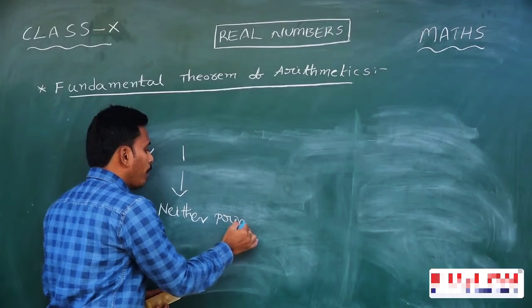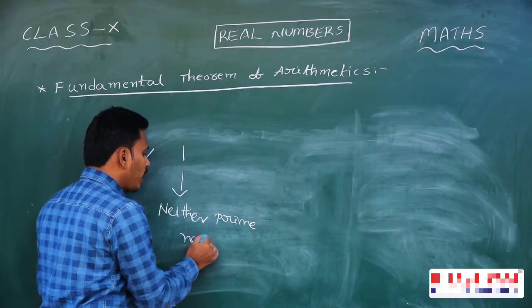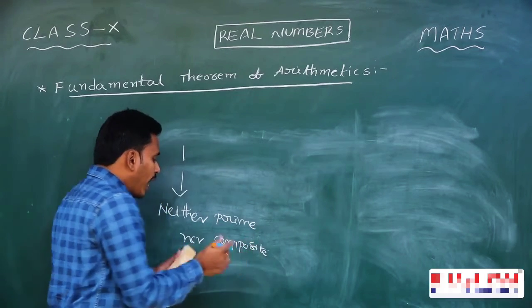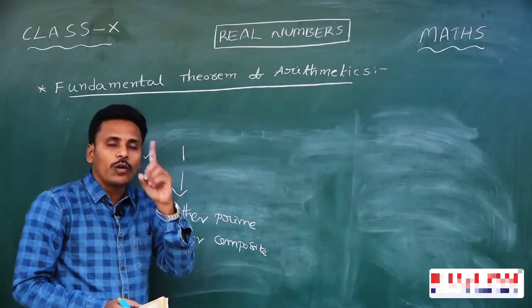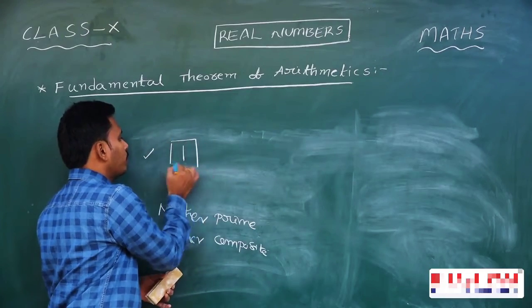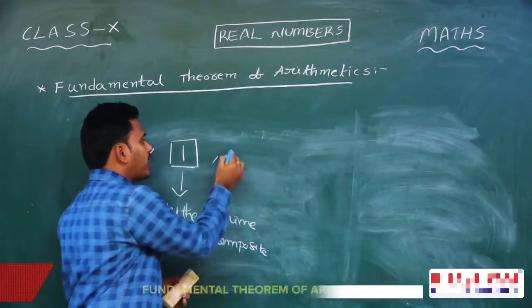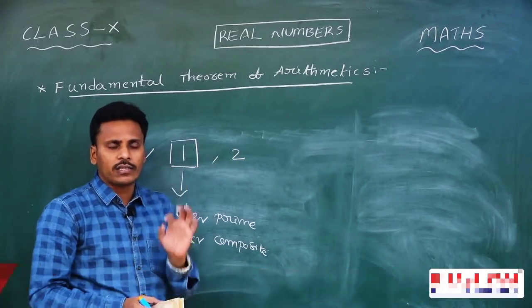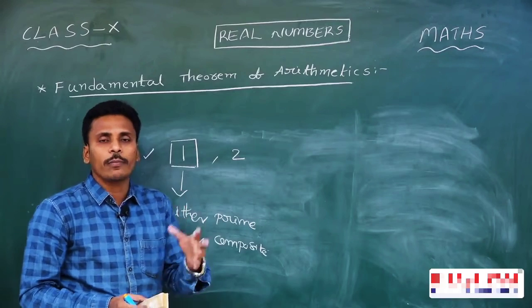Make a note of it, pay your attention here. This 1 is neither prime nor composite, right? The only number that is neither prime nor composite is 1 itself. So this is a special number. Then after 1, the next number is 2. Think about it: 2 has just two factors, 1 and 2 only, so 2 is a prime number.